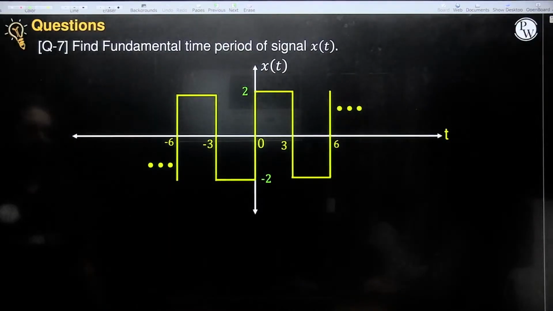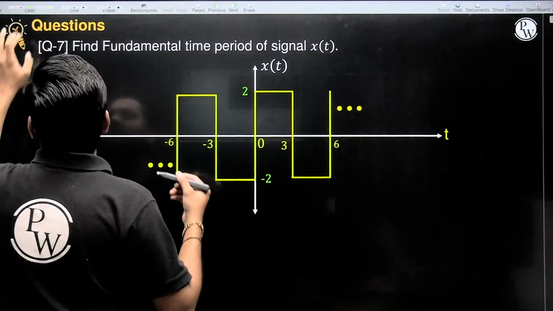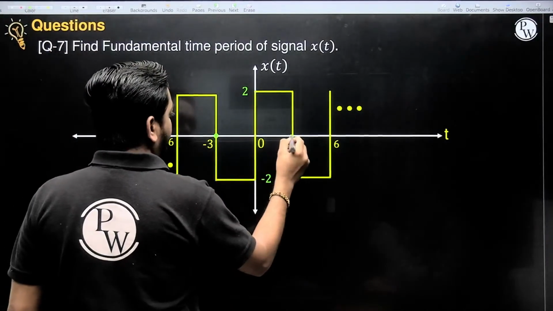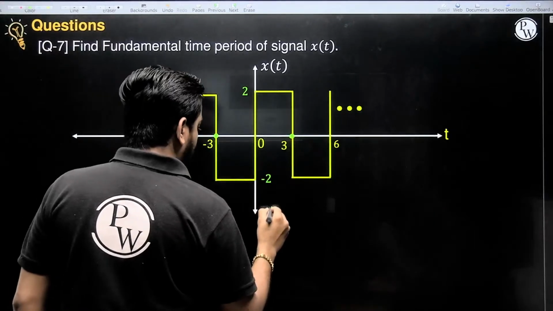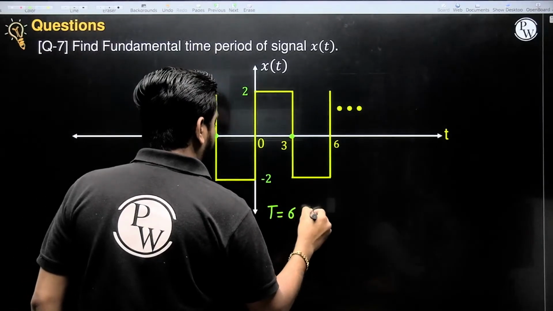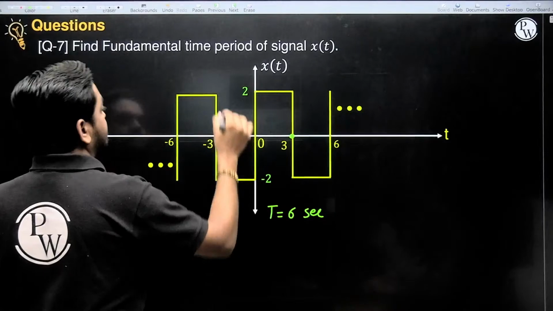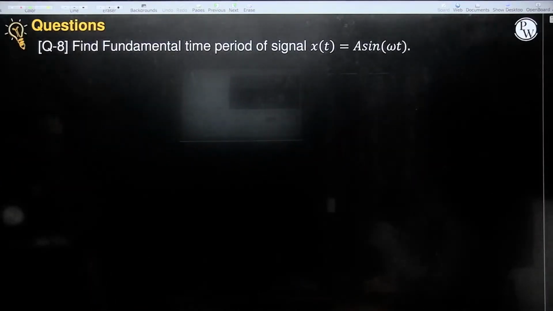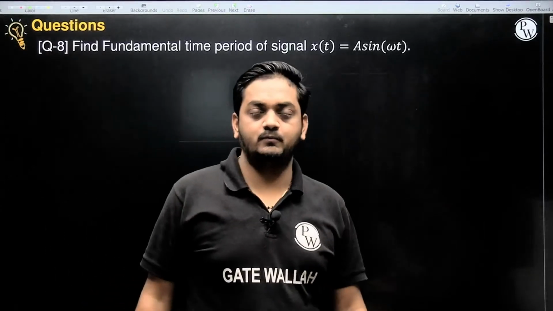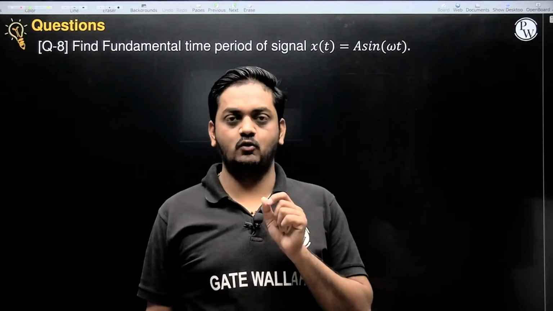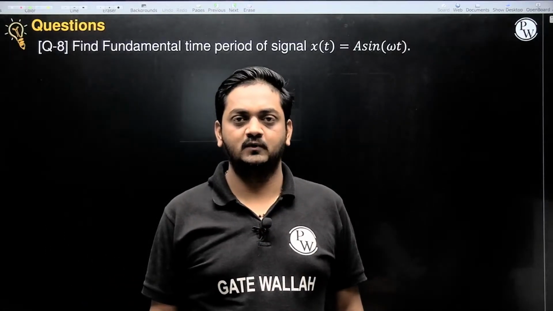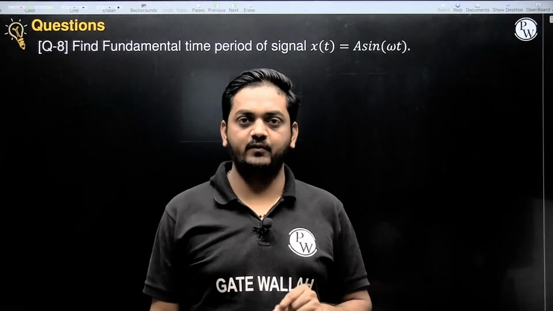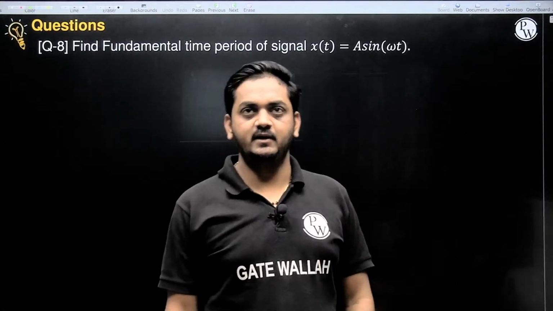Now this one we have already seen, the square wave from -3 to 3. The fundamental time period is 6 seconds. This is the positive half cycle, this is the negative. Now, all continuous-time sinusoidal signals are always periodic. Correct? All continuous-time sinusoidal signals are always periodic. Fine.